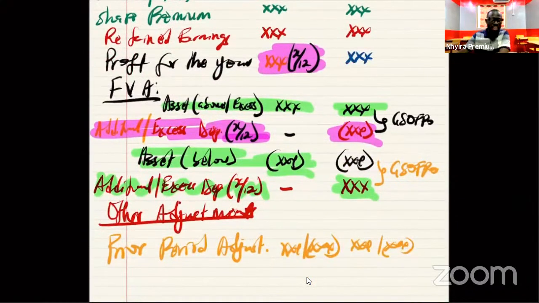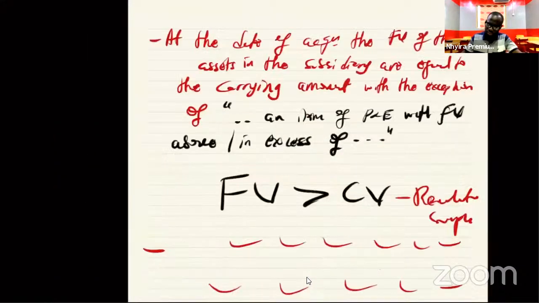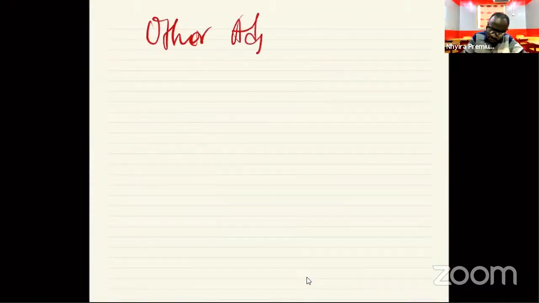Then the next thing is the prior period adjustment. So there are other forms of adjustments that we need to look out for as we approach the net assets. So other adjustments that we need to look out for.